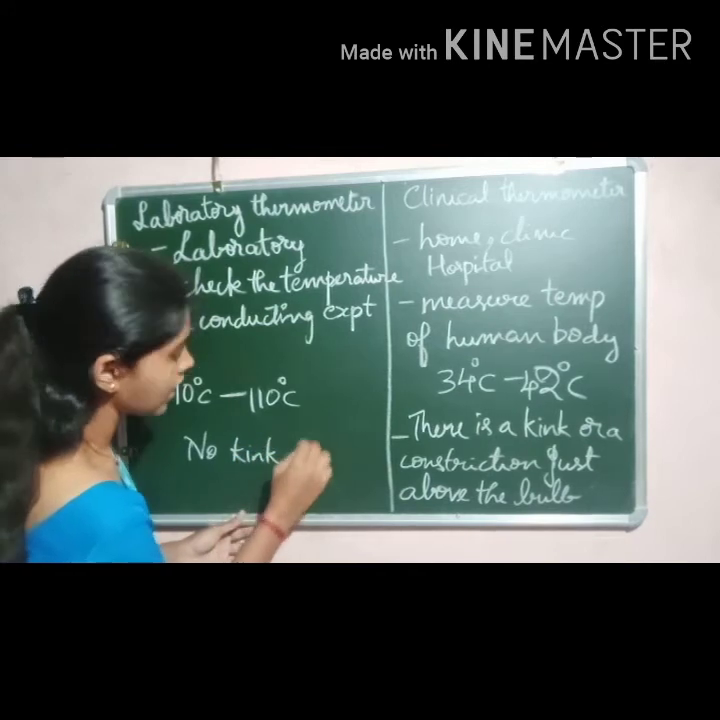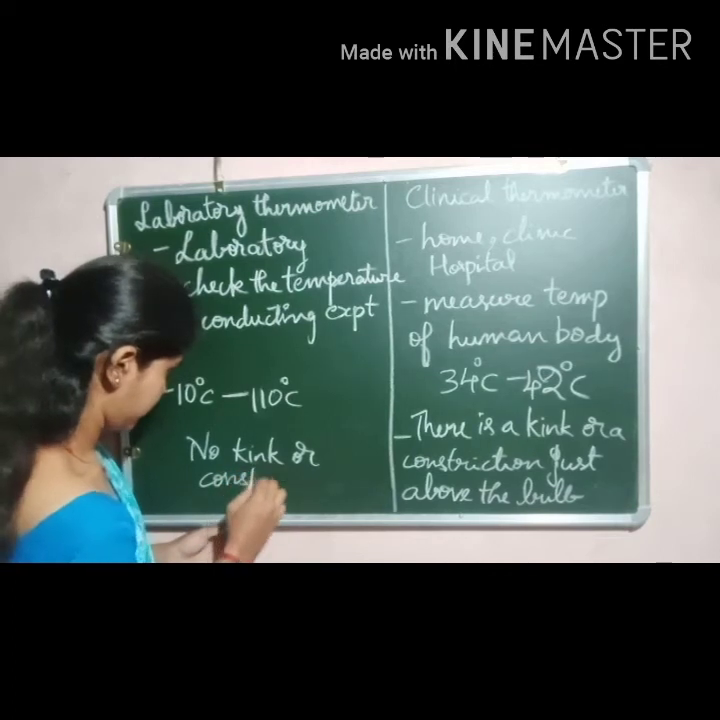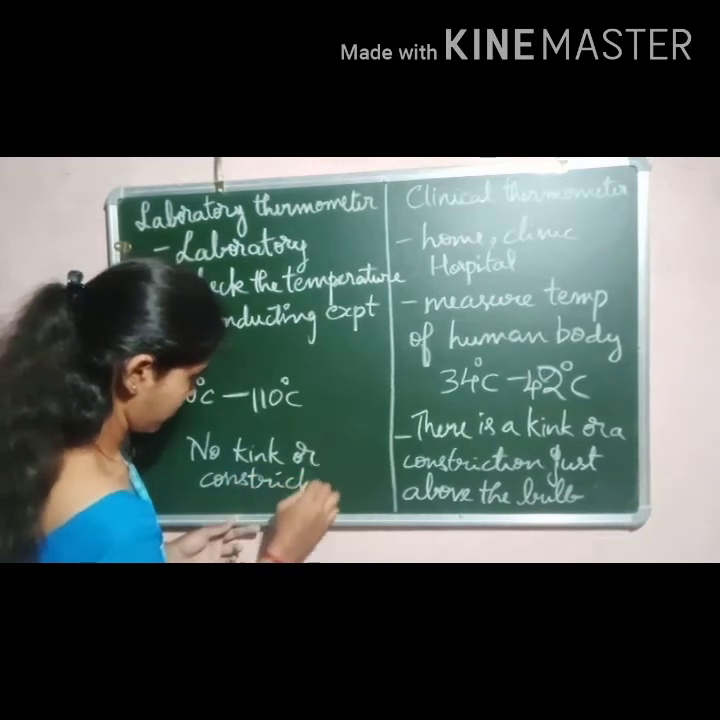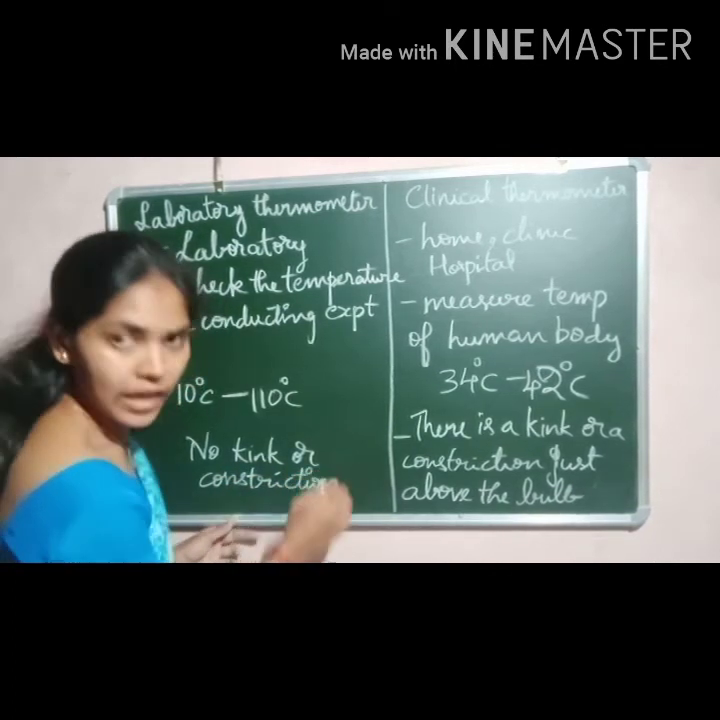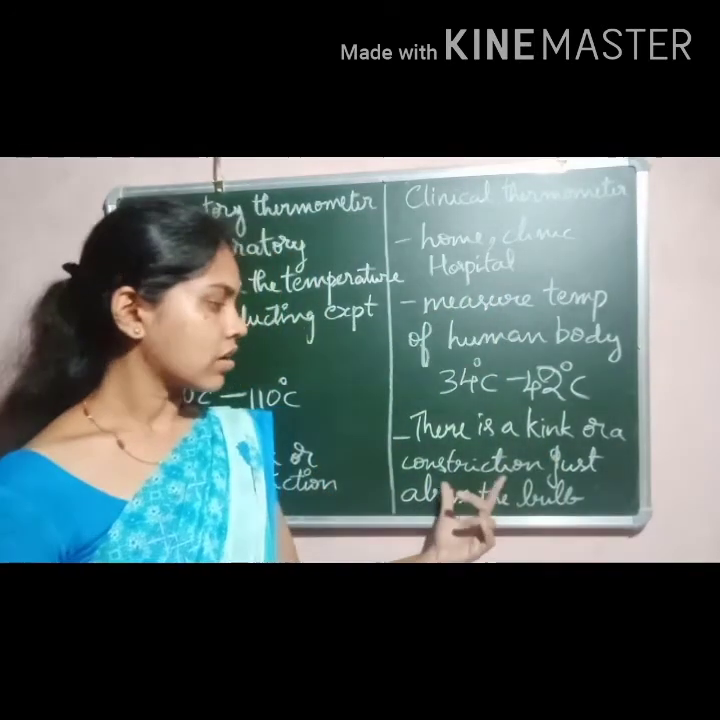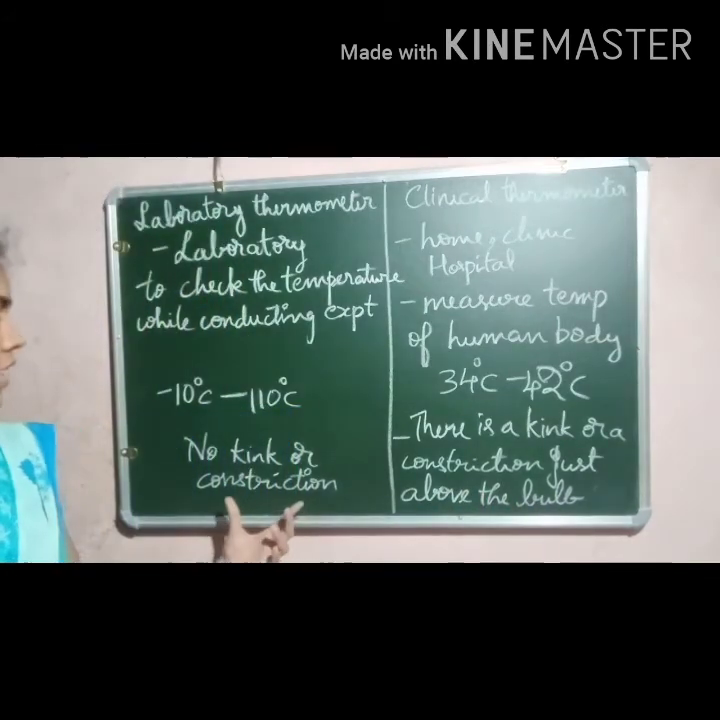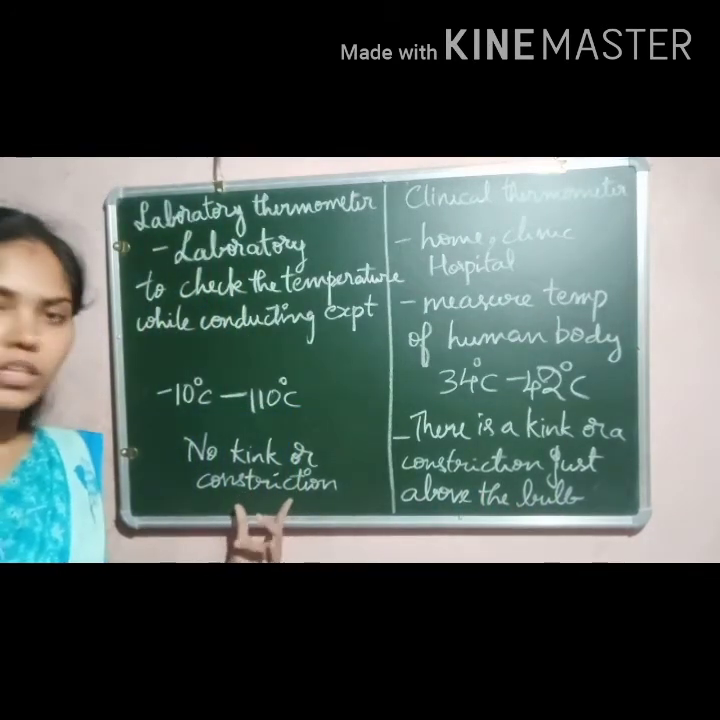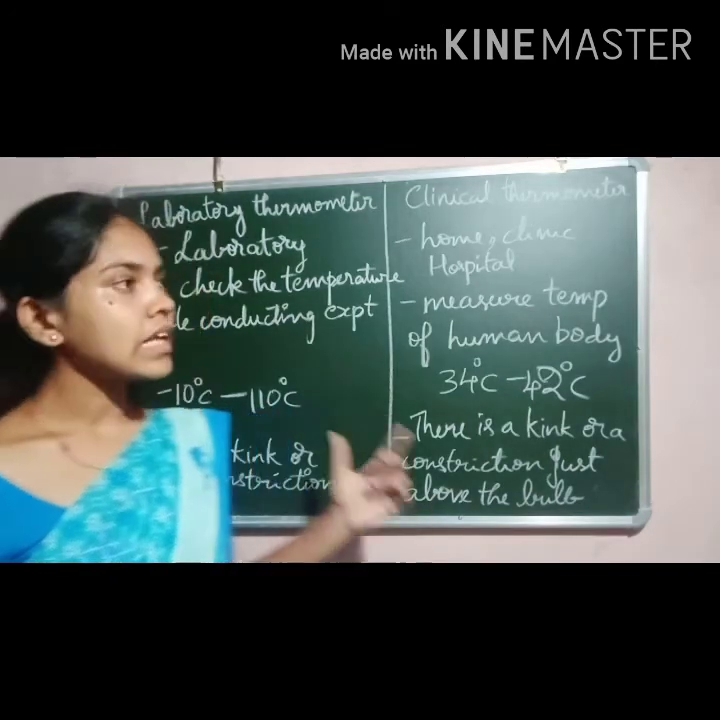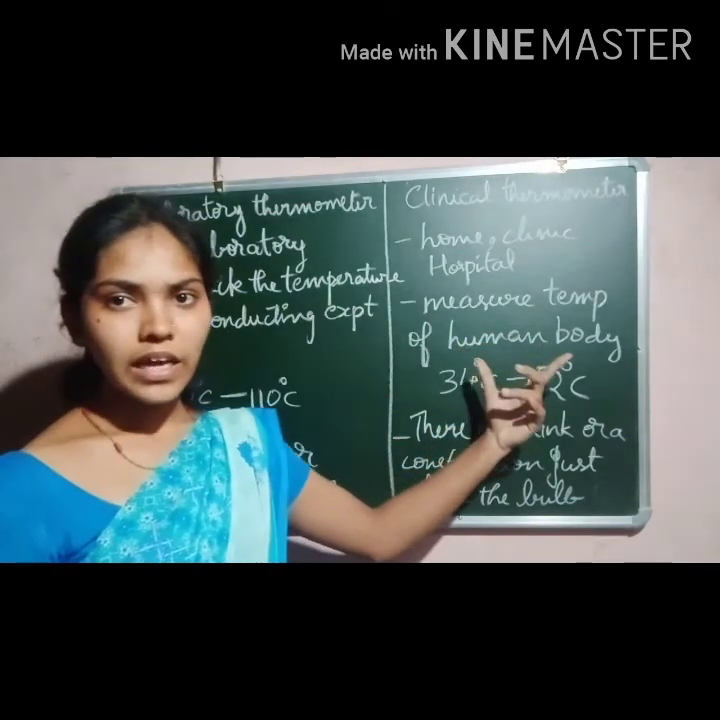Here there is no kink or constriction. In the clinical thermometer, there is a kink or constriction just above the bulb, and in the laboratory thermometer, there is no kink or constriction. So these are the differences between the laboratory thermometer and the clinical thermometer.